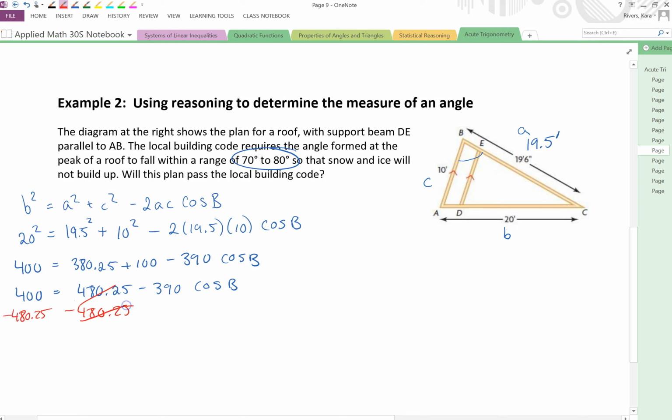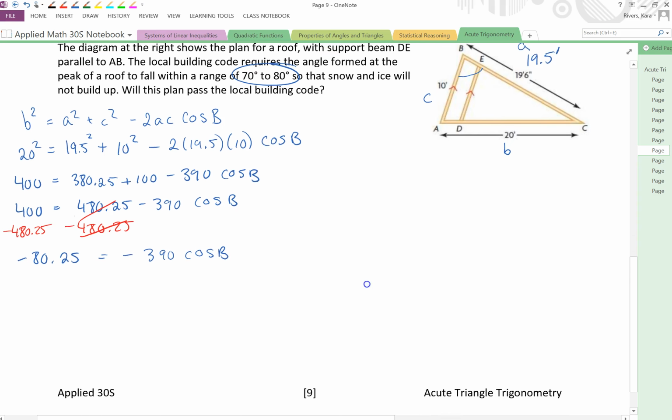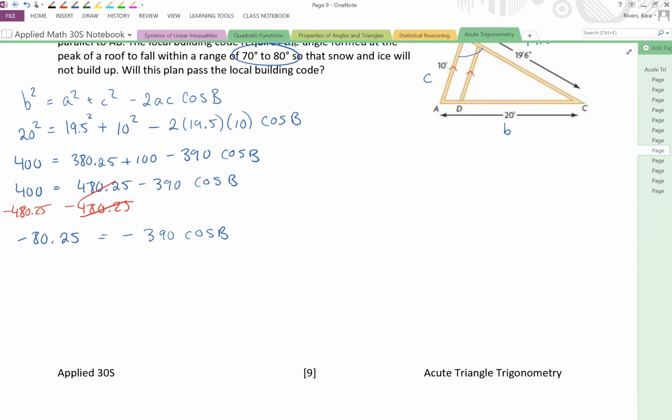You get a 0 pair, so those go away. And I've got negative 80.25 is equal to negative 390 cosine of angle B. Okay. Still want that cos B to be isolated, so let's get rid of the 390. And we can actually get rid of the negative 2 by dividing by negative 390. So these go away.